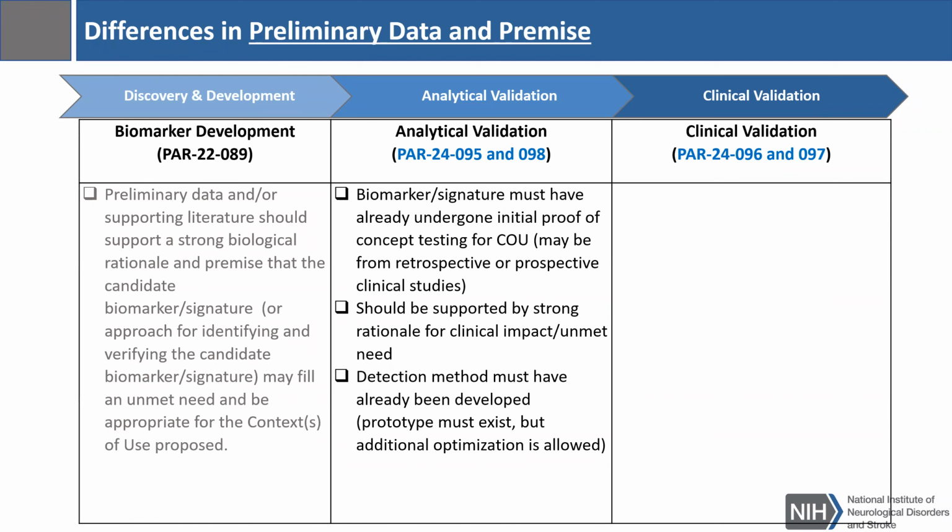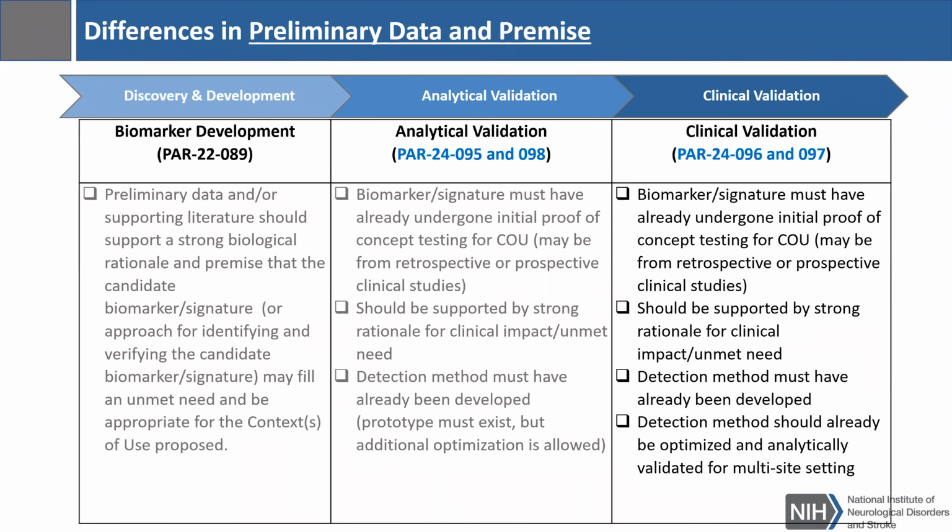In the analytical validation PARs, you're expected to already have evidence, whether you generated it or it's from the literature, about why or not the biomarker is going to be fit for purpose for a specific context of use. Again, supported by strong rationale. Clinical impact and unmet need is critical. How does this fit in the scope of other biomarkers or clinical outcome assessments that are available for the same purpose? And why would this be better? The detection method must have already been developed. All right, so you're not doing device development or assay development here. You've got to have a prototype already, but you can do some additional optimization.